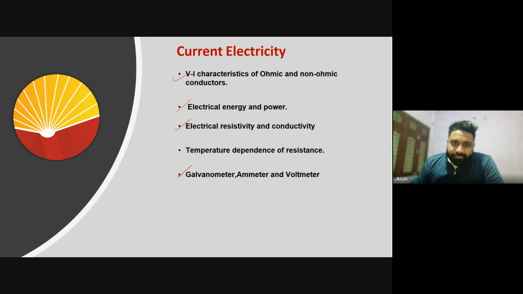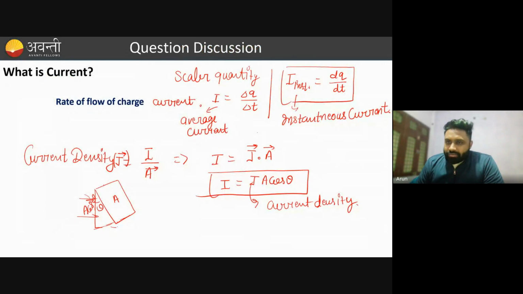So let's get started. Initially, I have just talked about what is current. So you all know current is the rate of flow of charge. Actually, it's the rate of flow of positive charge per unit time. We have defined two types: the average current and the instantaneous current. Average current is delta Q by delta T. For the instantaneous value, this charge has to be very small, so dQ, and the time should be very small, dt. This value of current is termed as instantaneous current, and this value is termed as average current.